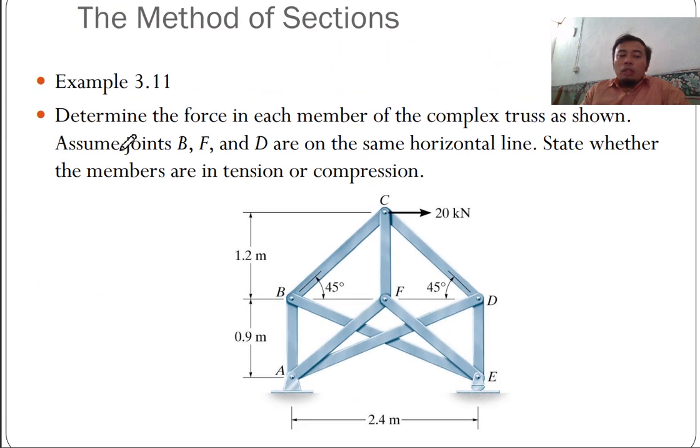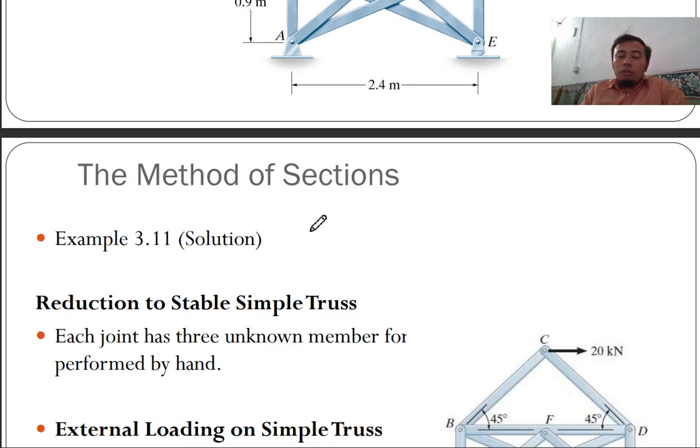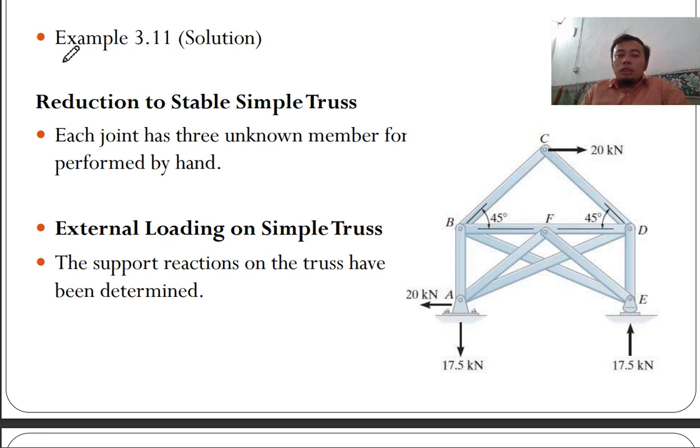Example 3.11, determine the force in each member of the complex truss as shown. Assume joints BFD are on the same horizontal line. So BFD is same plane, same line. State whether the members are in tension or compression, similar as before. First is to reduce to a stable simple truss. Each joint has 3 unknown members. So you have 3 each joint, 1, 2, 3. Joint A also 3, and joint E also 3, and so on, except joint C.